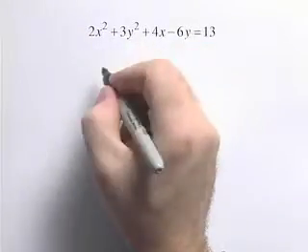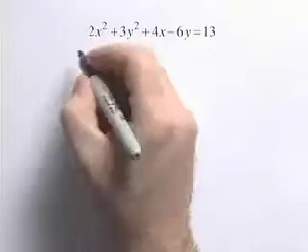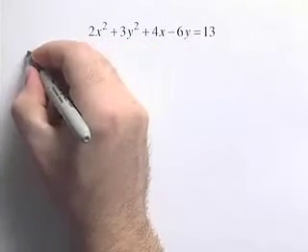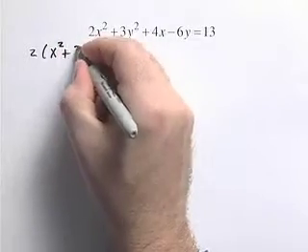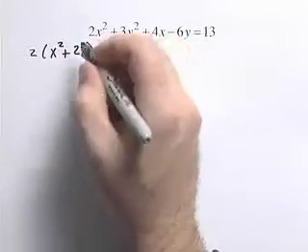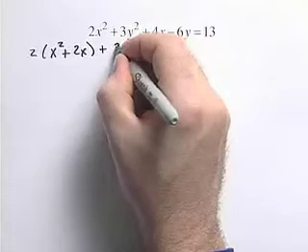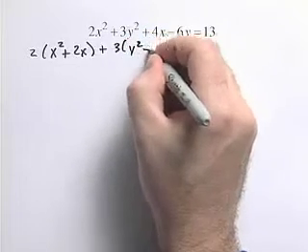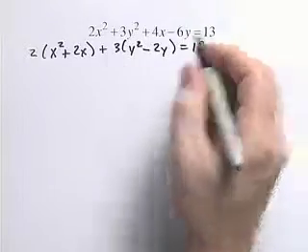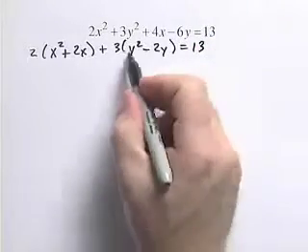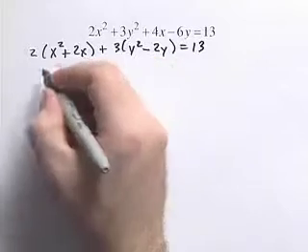So if we group the x terms together and group the y terms together, we can rewrite this as 2 times (x squared plus 2x), group that in parentheses, plus 3 times (y squared minus 2y) is equal to 13. And we can complete the square in x, and we can complete the square in y.